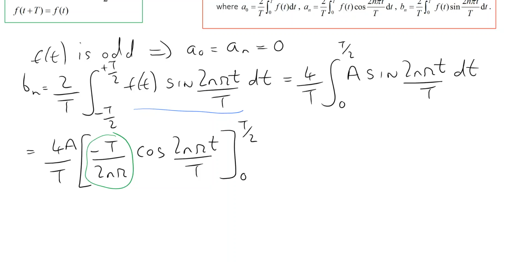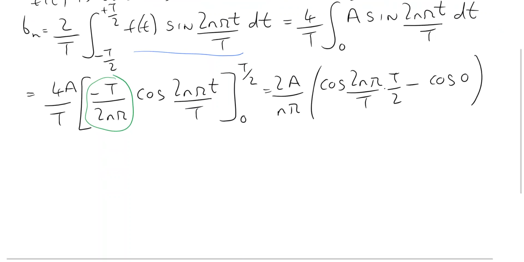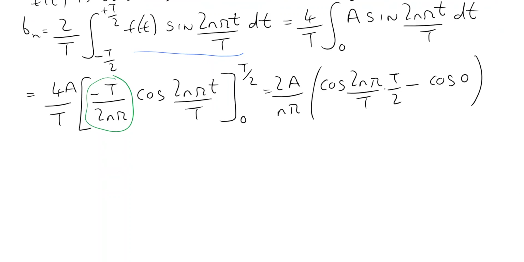We can see that the T is going to cancel out. There's also going to be a factor of 2 that cancels, so this is going to give me 2A over n pi, and then we can evaluate the upper and lower limit. The upper limit becomes cosine 2n pi over big T, and that's evaluated where little t is T over 2, and then the lower limit is just cos of 0. And also I've forgotten that there's still a factor of minus there.